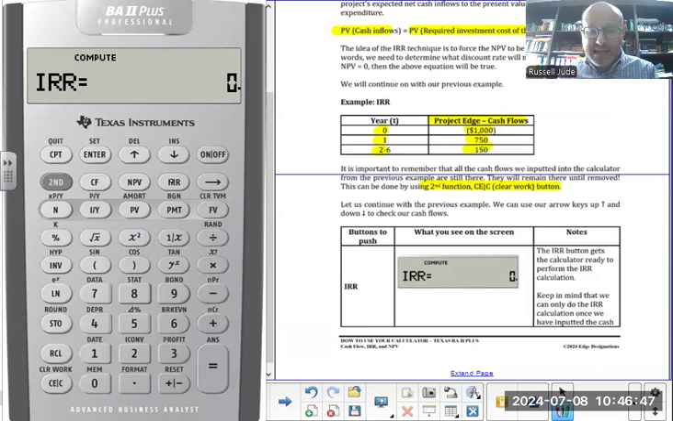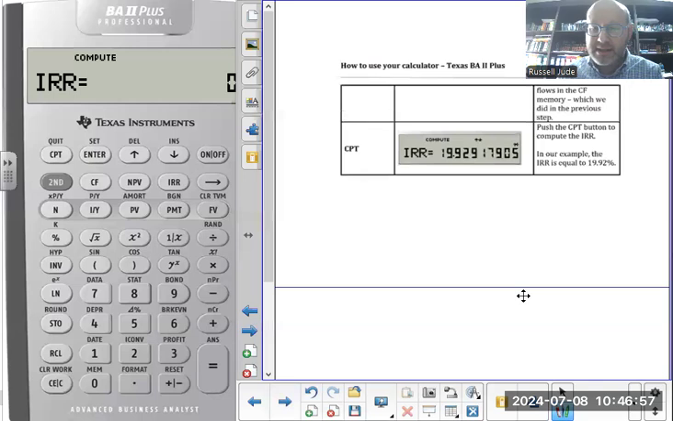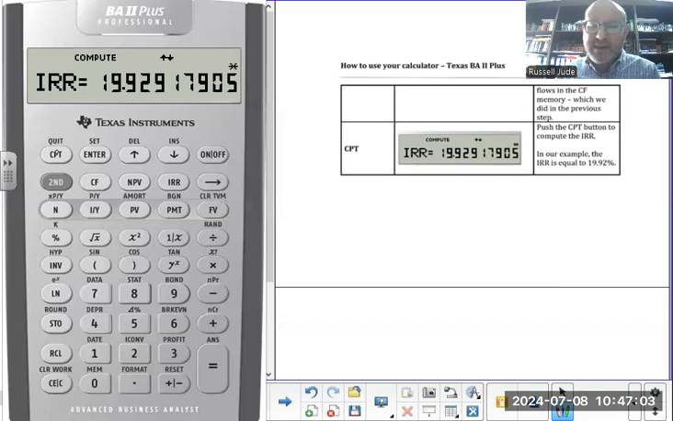As I push the IRR button, it says to me, I'm ready to calculate the IRR. At this point in time, the IRR is equal to 0, but I'm ready, says the calculator, and all I need to do is go to the top left-hand corner and push CPT, compute, and there's the IRR: 19.92. So in this set of cash flows, what is my internal rate of return? 19.92. It's a fairly simple calculation, guys.